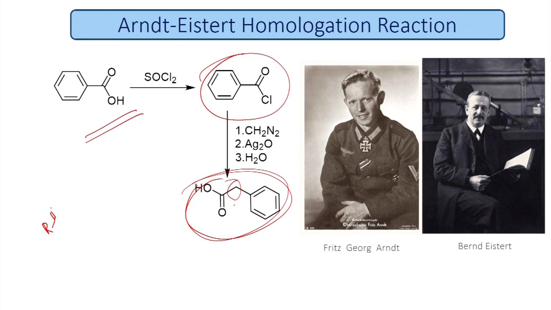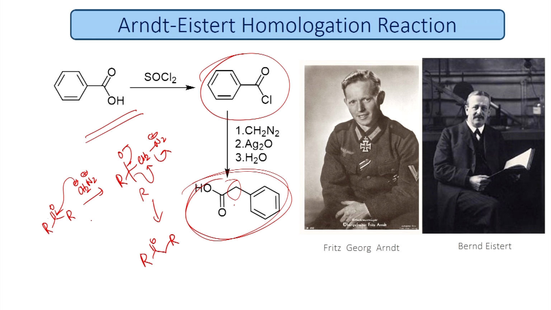For example, if you take this ketone, you can also react it with diazomethane. It can undergo addition reaction. So now this can rearrange, and if this rearranges, you will be able to get this ketone, where you add one extra CH2 carbon. Similarly, sometimes it can also cyclize, and you will be able to form an epoxide.